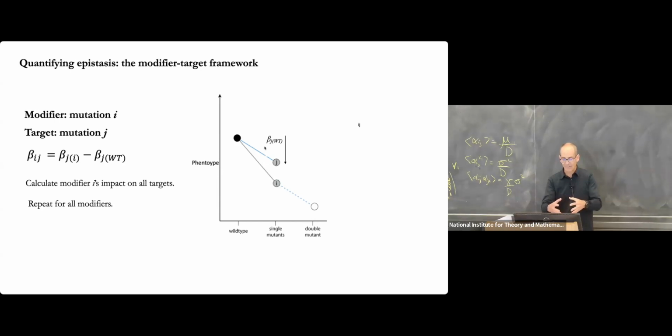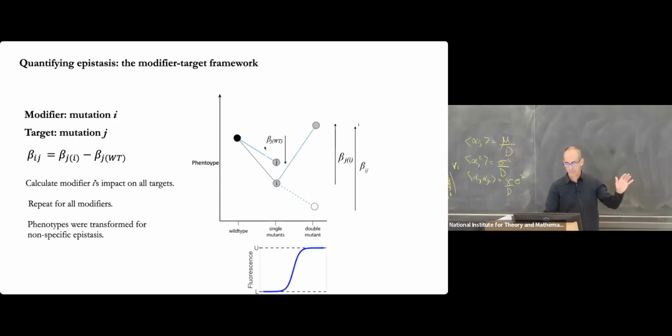For I, we can calculate its impact on all of the possible targets, all of the other mutations. And then we can repeat this for all the modifiers and ask how strong is each modifier across all targets. So it's a macroscopic view. I already showed you that.